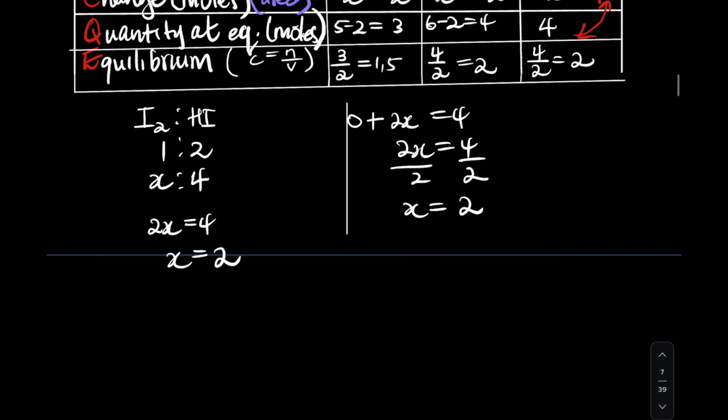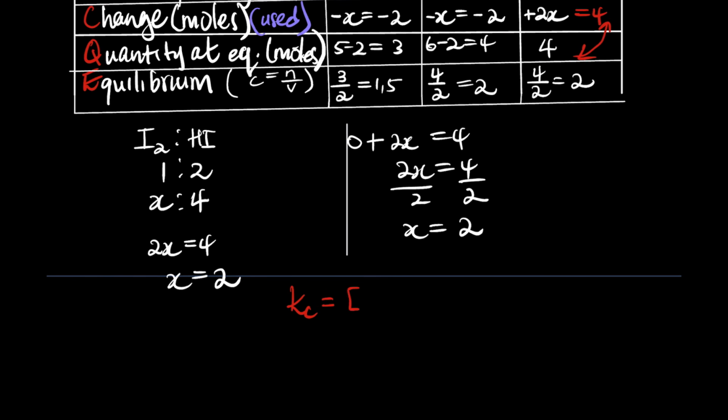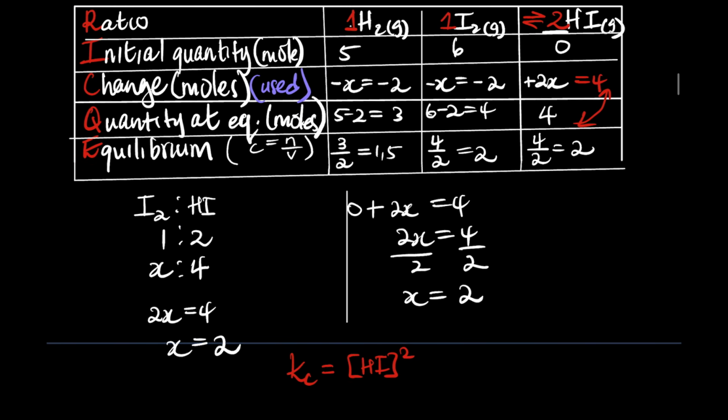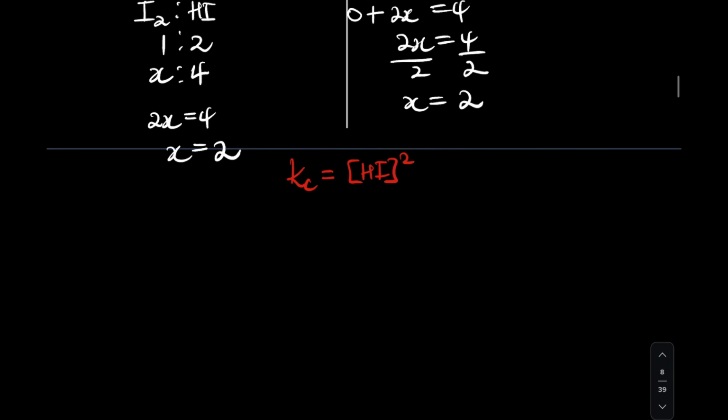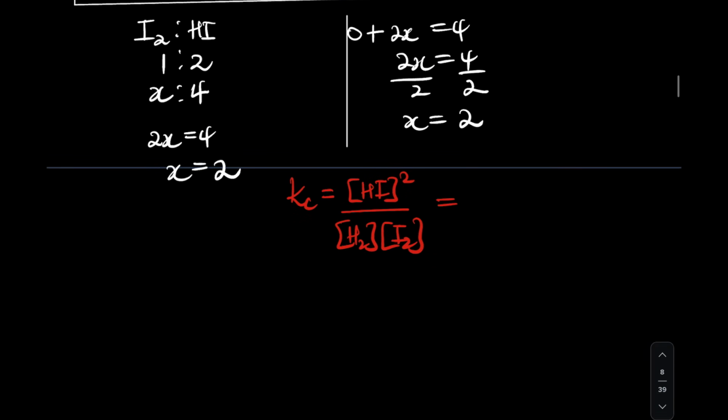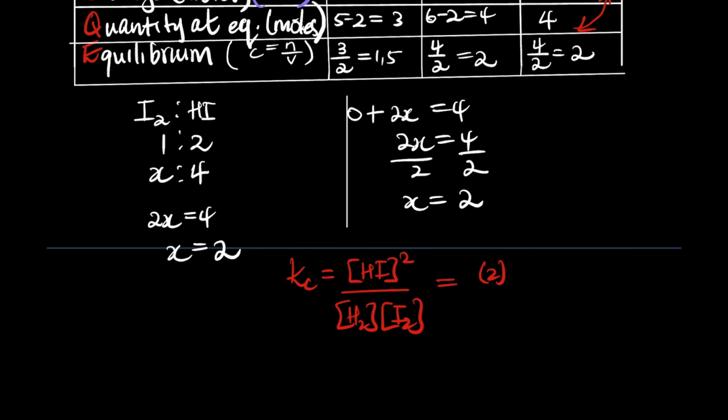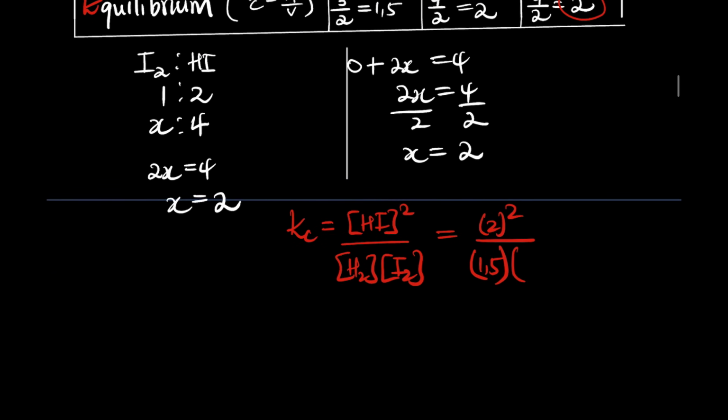And then calculating the Kc, Kc is equal to the concentration of product, which is hydrogen iodide, to the power 2, divided by the hydrogen gas to the power 1 times the iodine to the power 1. The product there is 2 to the power 2, and then we divide by hydrogen, which is 1.5 times 2. If you punch that in the calculator, it's going to be 1.3. That's the Kc calculation there. Cheers, bye.